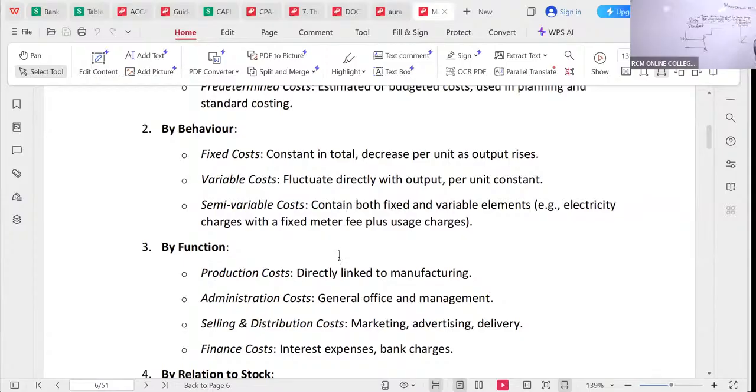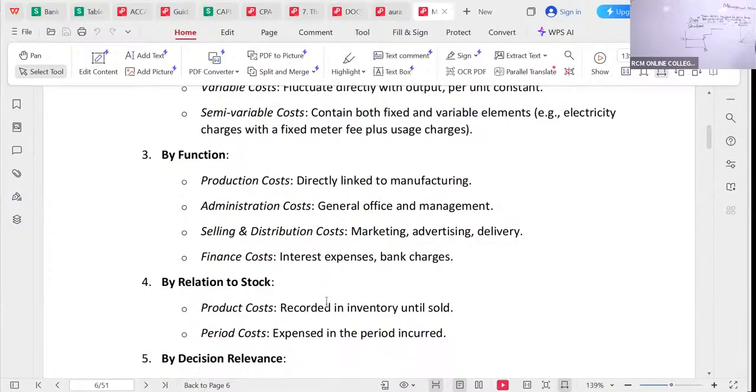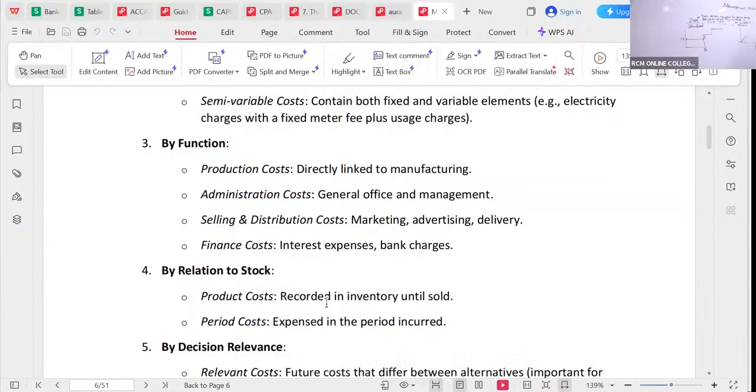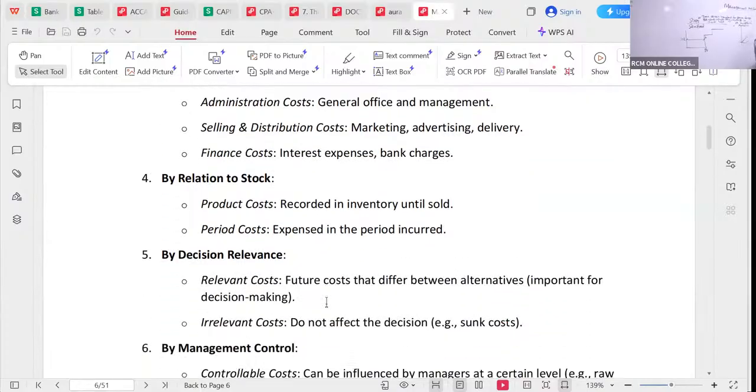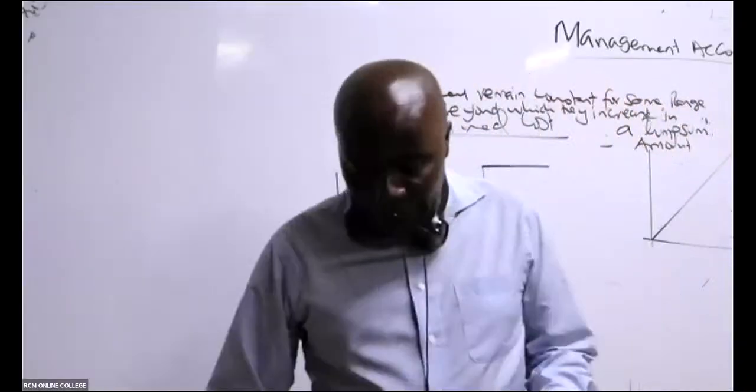Number 4, classification of costs by relation to stock. Product costs are recorded in inventory until sold. Period costs are expensed in the period incurred. Then by decision relevance, we have those costs that are relevant and others that are what here? Irrelevant. So relevant costs are costs that are futuristic in nature, future costs that differ between alternatives, important for decision making. And then irrelevant costs, which are also known as sunk costs. In this case, they don't affect what here? Decisions.